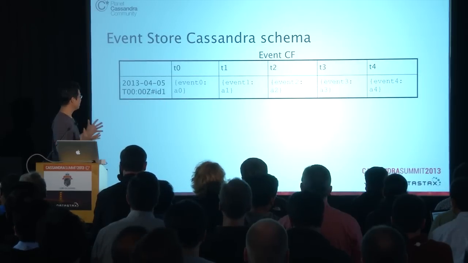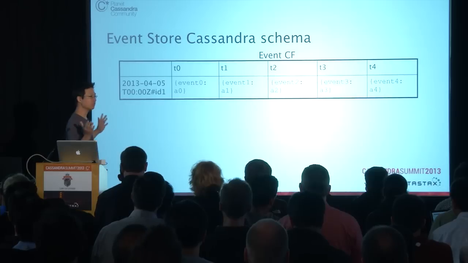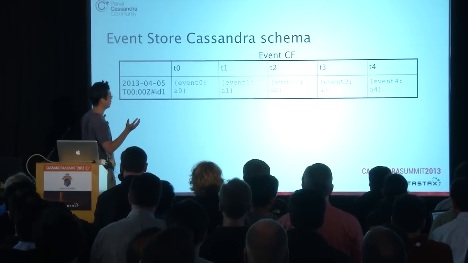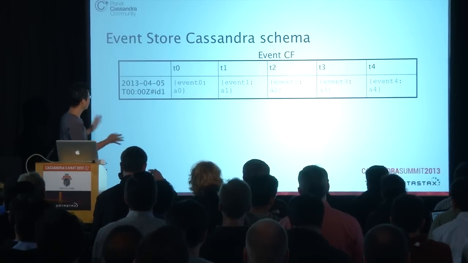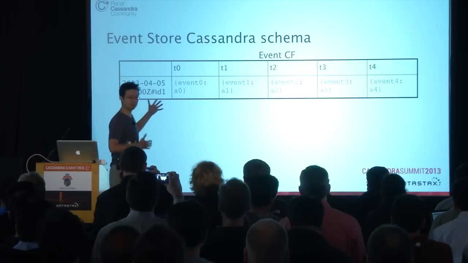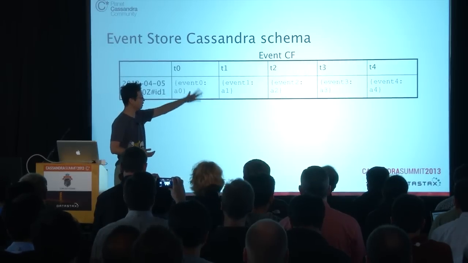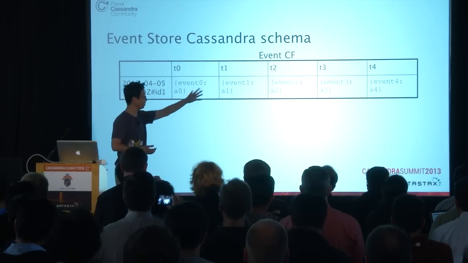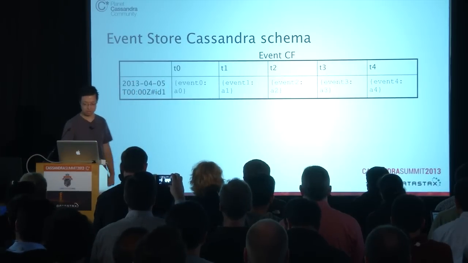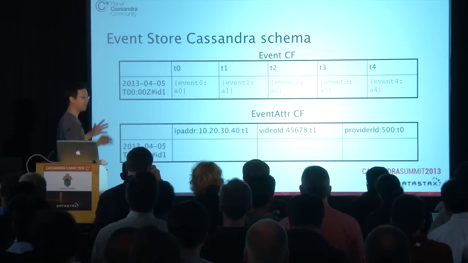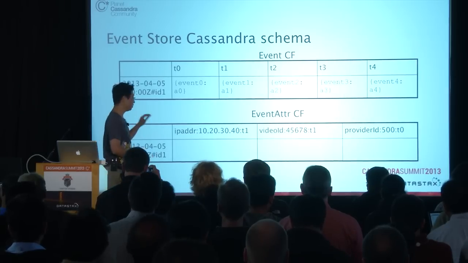Just a little bit about our schema. We have a time series schema. This might look familiar to a lot of you, but let's say you have a user. The user has events coming in, so every column is a different point in time. So pretty standard. We have, however, split out attributes into a separate column family.